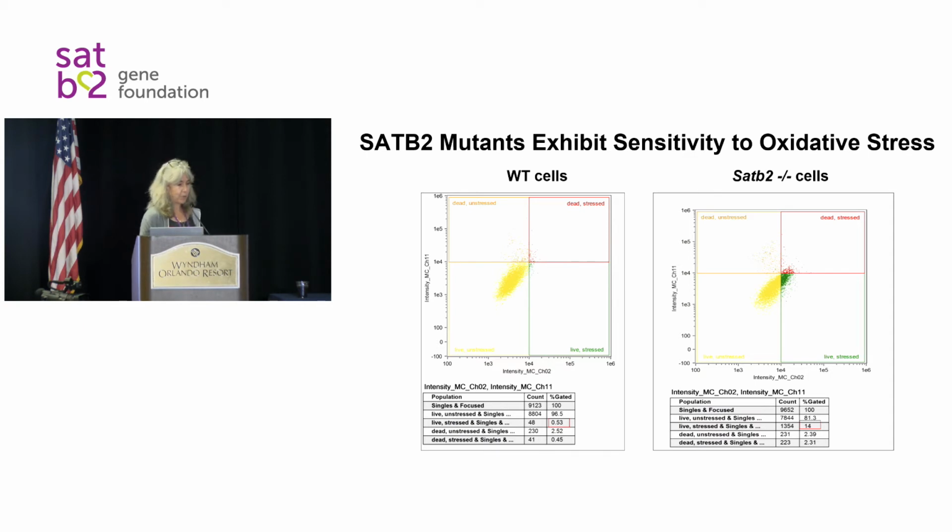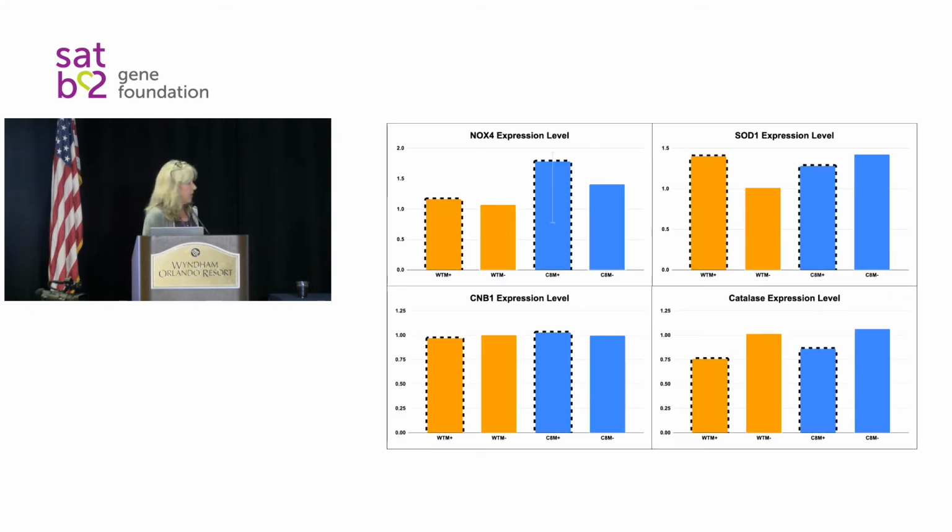So what we're trying to do is evaluate different drugs that now will reverse that. So we can treat with different drugs and see, especially ones that have been reported to reduce oxidative stress. We have tried a few, and we have yet to identify one that works. However, we started looking at gene expression of genes that are known to be involved in oxidative stress.